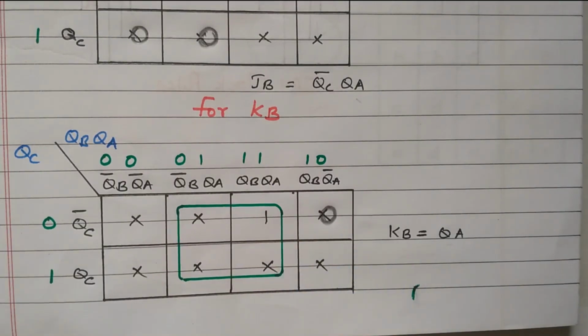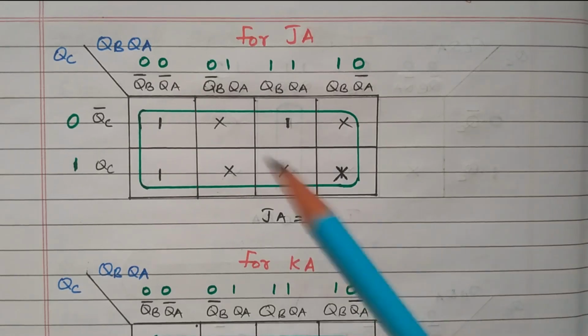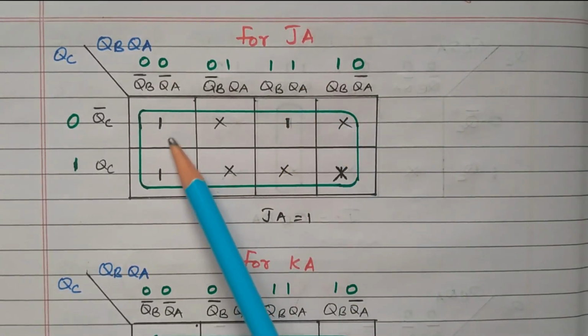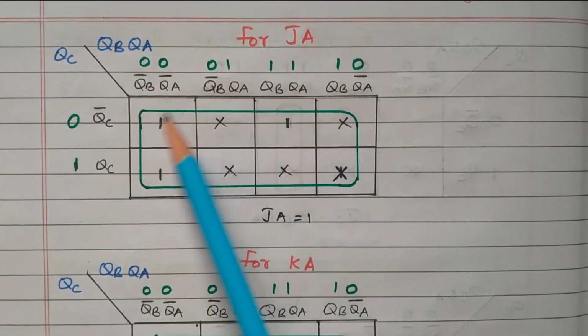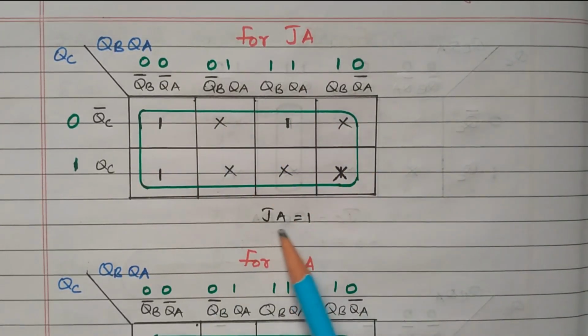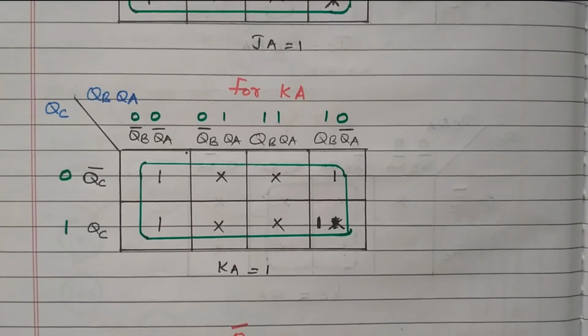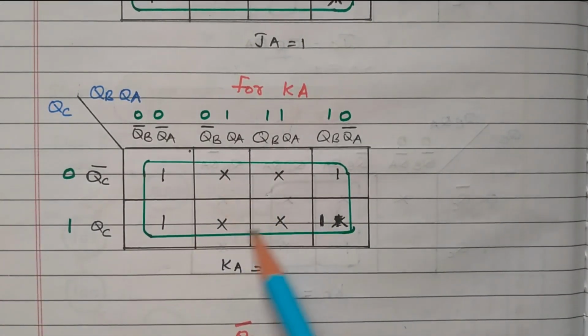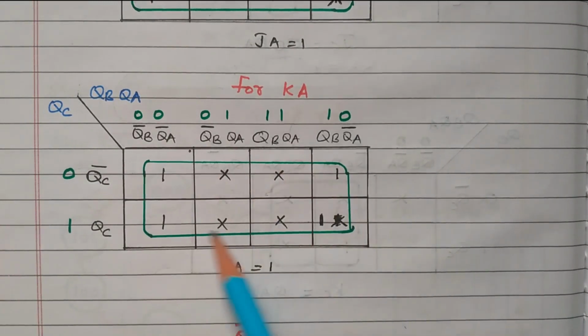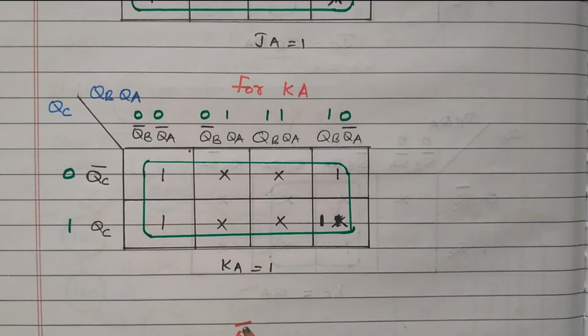Now we'll go to JA and KA. For JA, here all are covered, right? These 3 are ones and the remaining are cross marks. So we can combine all 8 cells, so that we got JA equals 1. Similarly KA also, all cells are covered. These 4 are ones. These 4 are cross marks. So we can cover all 8 cells. We got KA equals 1. So we got the value of the expressions for JA, KA, JB, KB, JC and KC.